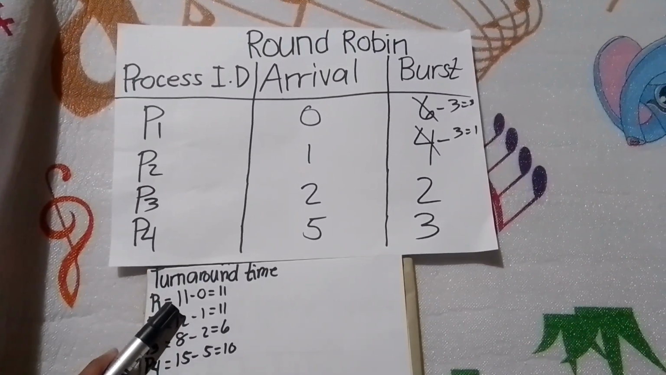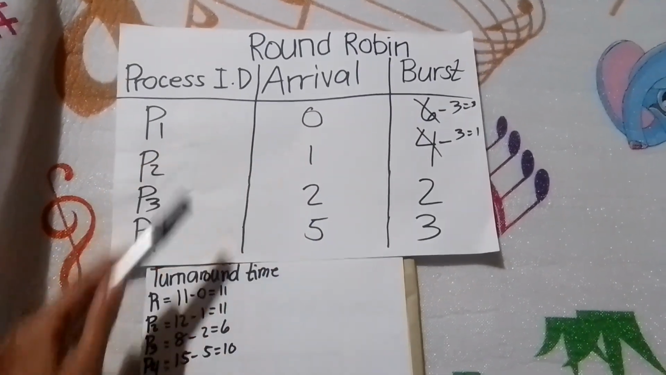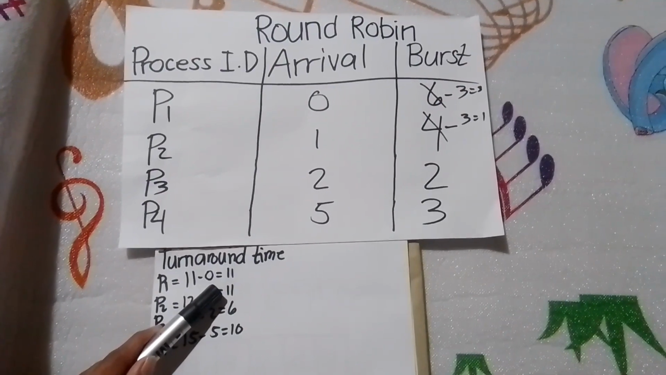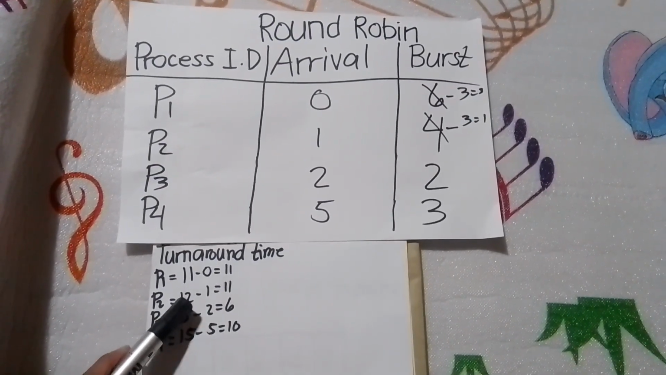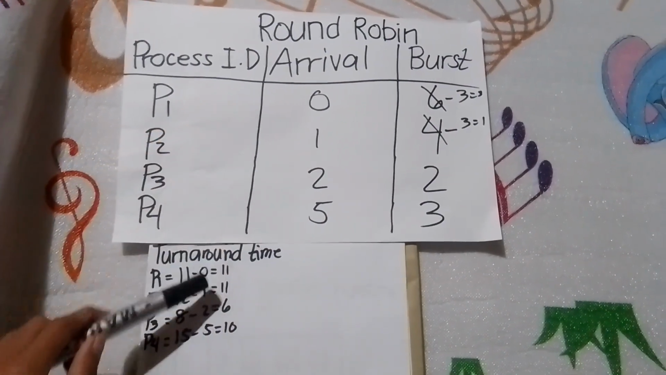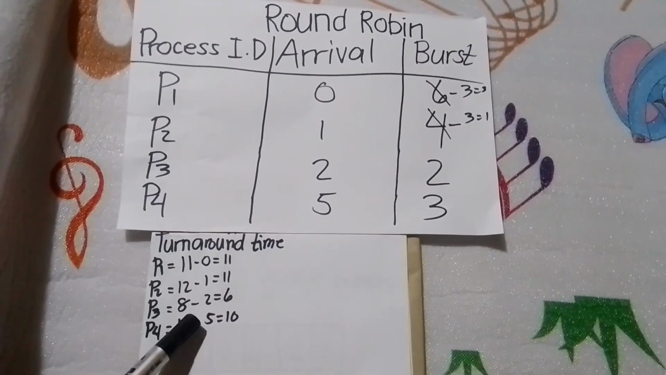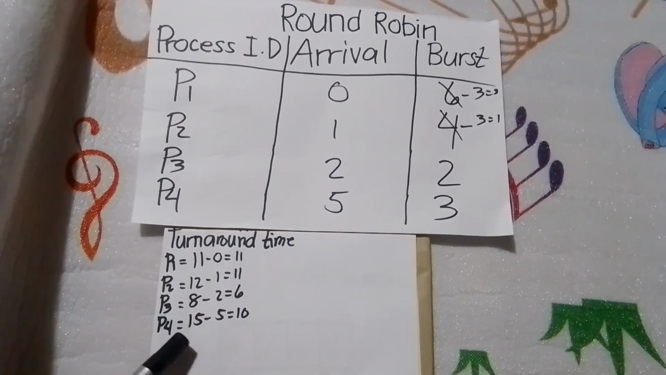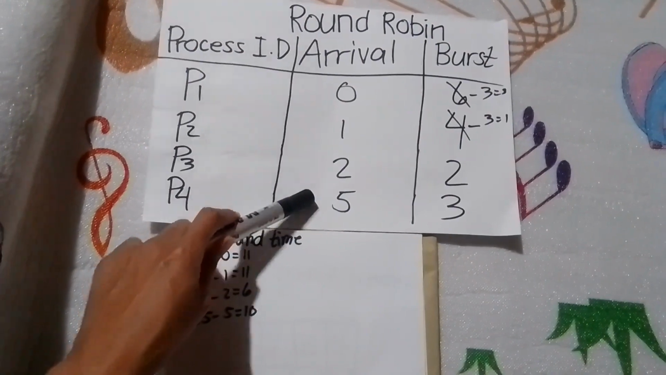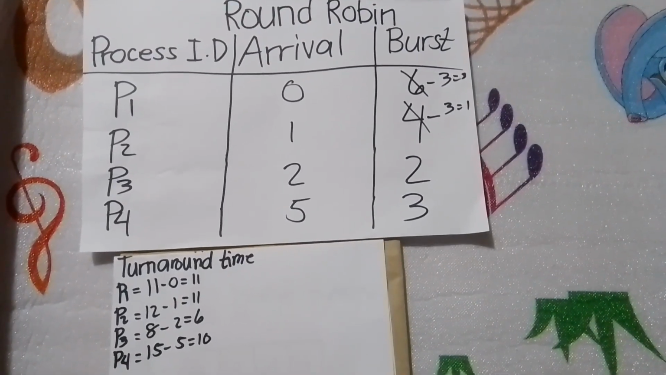So P1: 11 minus arrival time 0 is equal to 11. P2: 12 minus 1 is equal to 11. P3: 8 minus 2 is equal to 6. P4: 15 minus 5 is equal to 10. Now let's proceed to the waiting time.